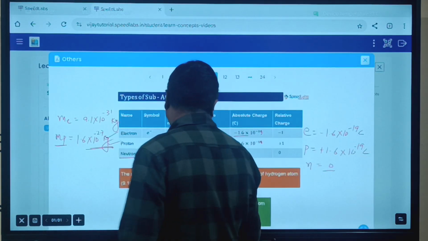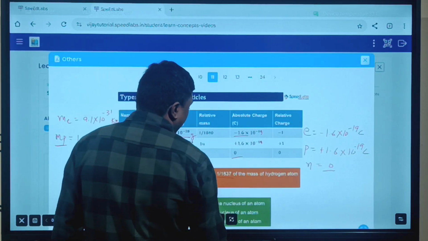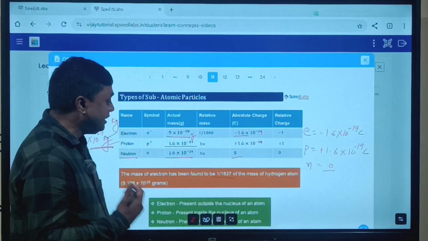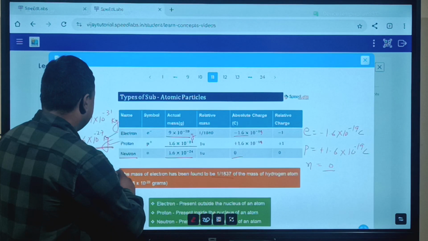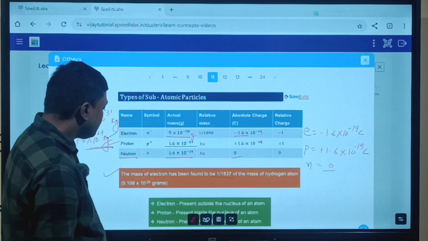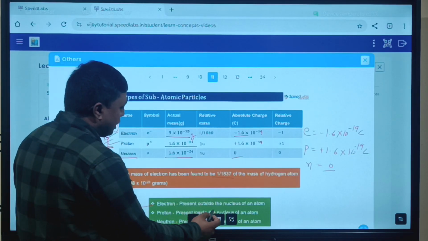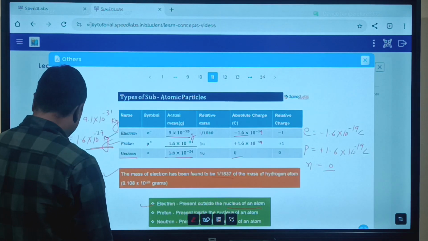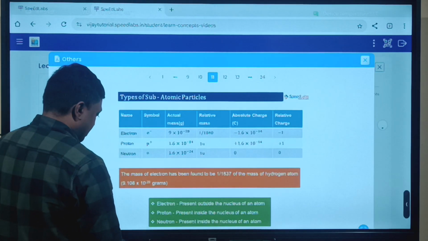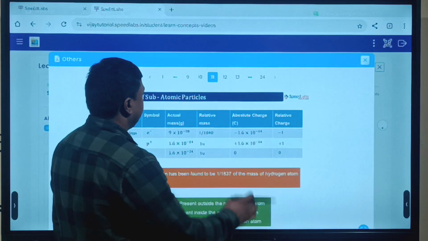So the mass of an electron has been found to be 1 by 1837 times the mass of the hydrogen atom. That is an important point you should remember. Here you can see electrons are present outside the nucleus of an atom, protons are present inside the nucleus, and neutrons are also present inside the nucleus of the atom.